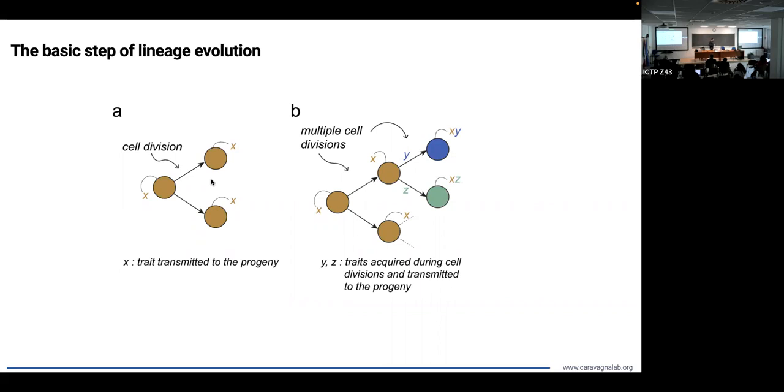So you have a very simple process in which you start from one cell and you go to two cells. I'm going to make things in a very simple way, but you want to go from a certain genetic material in one cell to two daughter cells that have exactly the same genetic material. That's the mathematical way of seeing cell growth, right? But the reality is very different from that, in the sense that this process can be complicated.